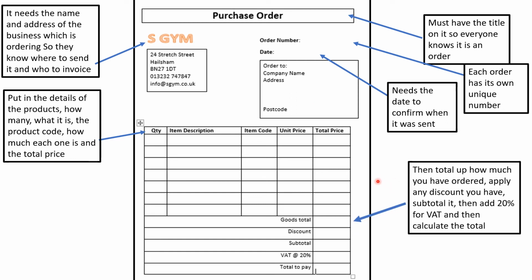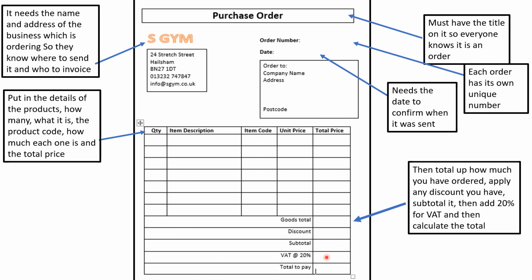So at the bottom, we've put all our items together and we've got our total prices, and we total them up with the goods total. Now, in business, you quite often get a discount. So if you've got a discount, you would apply it then. So perhaps we may be able to take 10% off our goods total. So we'd put how much the discount was here, and then we would subtotal it there.